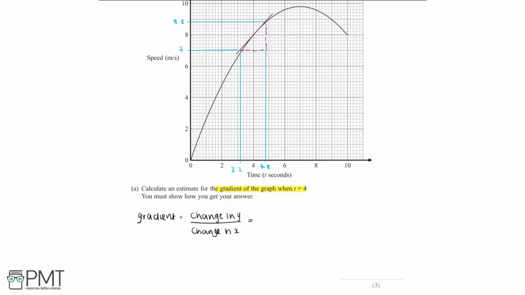Now to find the change in y divided by the change in x, we can do 8.8 take away 7 divided by 4.8 take away 3.2. So plugging these values into our calculator, we'll get an answer that the gradient is equal to 1.125. As for rounding this to one decimal place, we can say that the gradient is equal to 1.1.